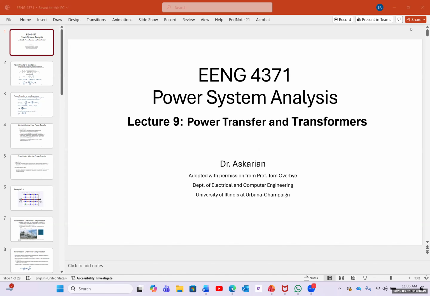In the previous class, we spoke about transmission line parameters, transmission line resistance, inductance, capacitance, and so on, and how we bundle transmission lines. Today, we're going to start with power transfer and how we can maximize power transfer. It's going to be a little bit of explanation on that.